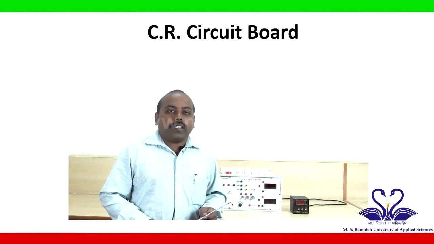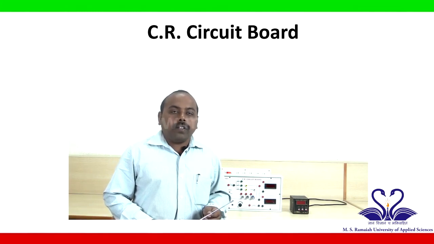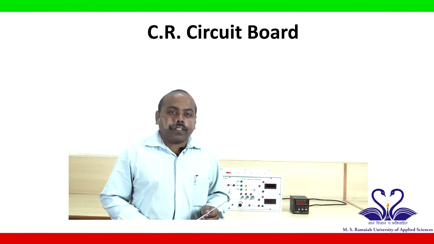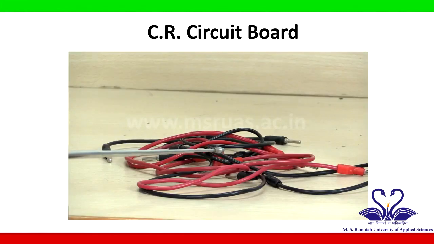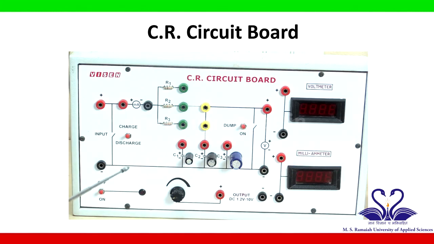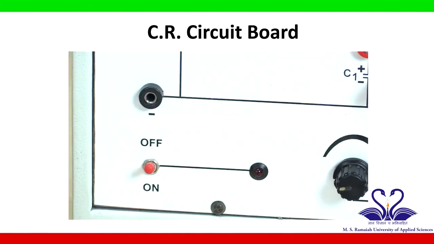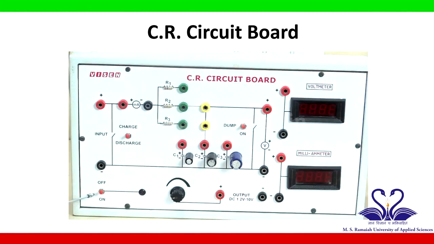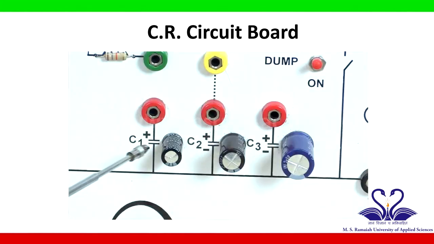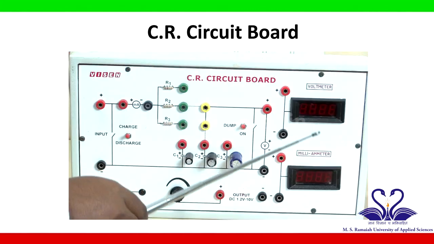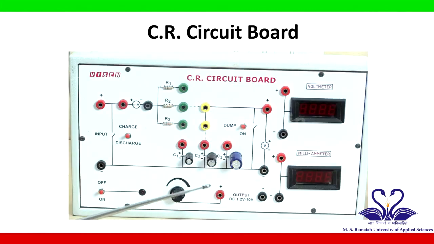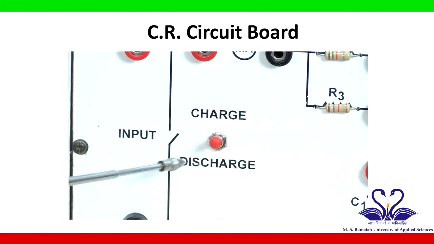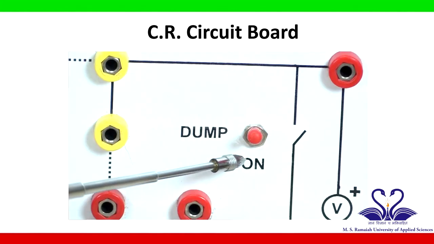Hello students, in this experiment we are going to measure capacitance of a capacitor and dielectric constant. For studying dielectric constant and capacitance of a capacitor, we need a CR circuit board, digital stop clock and connecting wires. Now the CR circuit board consists of one switch for on and off, 3 resistors, 3 capacitors, voltmeter, milliammeter and a variable power supply. Along with that, we have one charging and discharging switch and a dump switch.